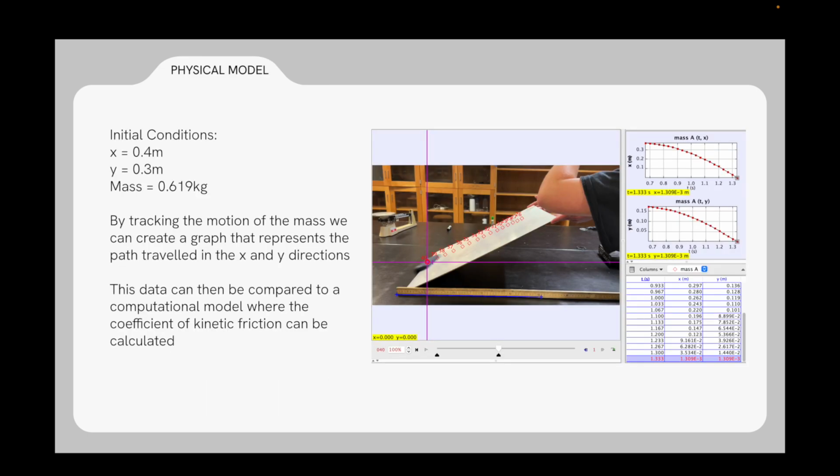For the physical model, we used Tracker to track the motion so we could create a graph of the x and y positions of the object. The initial conditions: the block started at a position of 0.4 meters in the x direction and 0.3 meters in the y direction and had a mass of 0.619 kilograms. By tracking this motion, again, we were able to create a graph of the x and y position. Now, this data can then be compared to a computational model where the coefficient of kinetic friction can be calculated.